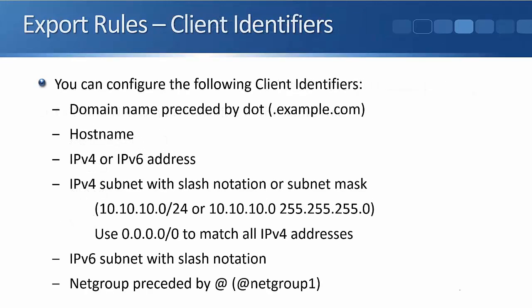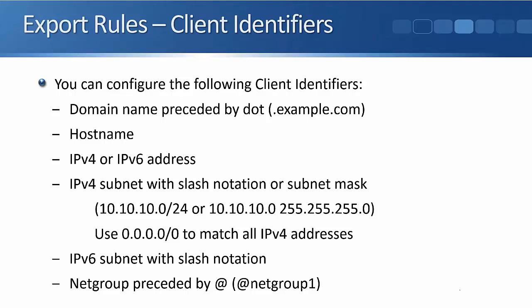The second thing to specify is the client identifier. Our available client identifiers are, we can use the domain name, and when we enter this, precede it by a dot, for example .example.com. We can specify the client's host name, an IPv4 or IPv6 host address, an IPv4 subnet using slash notation or subnet mask. So for example, 10.10.10.0/24 in slash notation, or 10.10.10.0 space 255.255.255.0 for the same subnet using a mask instead.